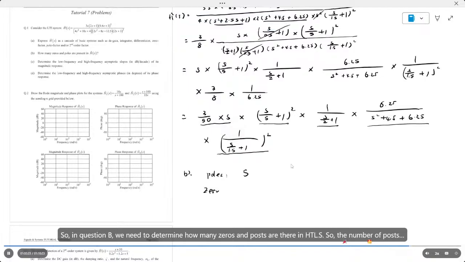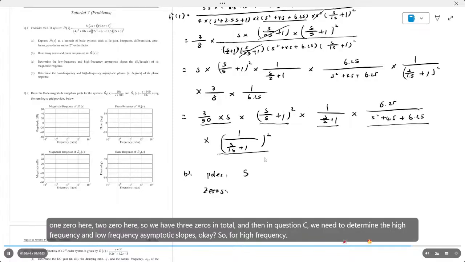So in question B, we need to determine how many zeros and poles are there in HTL(s). So the number of poles, we have 1 pole here, 2 poles here, and 2 poles here. So we will have 5 poles in total. And the number of zeros, we have 1 zero here, 2 zeros here. So we have 3 zeros in total.